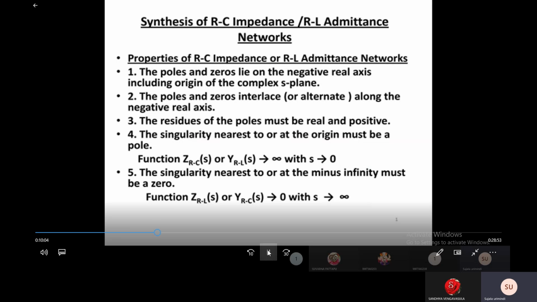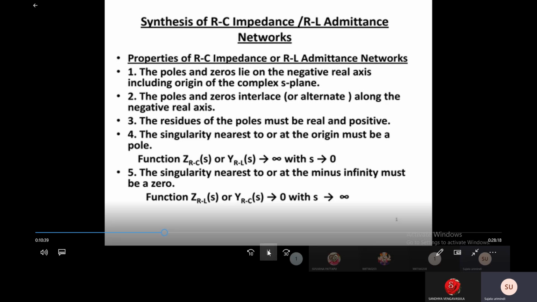The residues of the poles must be real and positive. Suppose there is s plus 1 into s plus 3 in the numerator, and s into s plus 2 in the denominator. When you find the partial fractions, A by s plus B by s plus 2, whatever the A and B values are, they must be positive. The residues must be real and positive values.